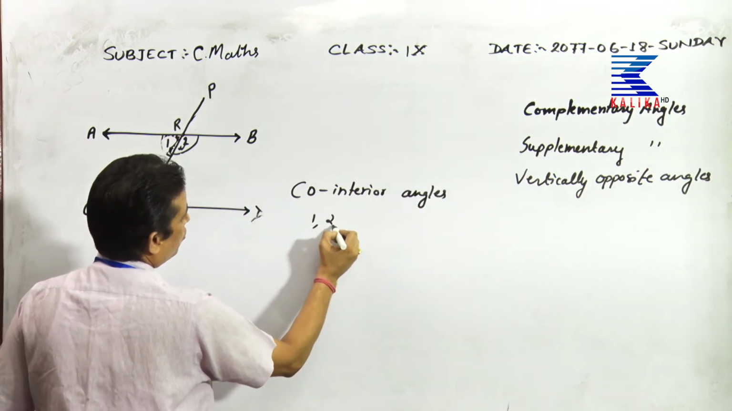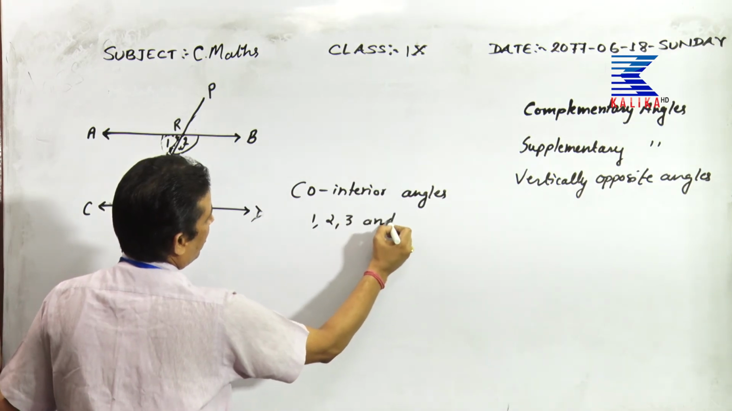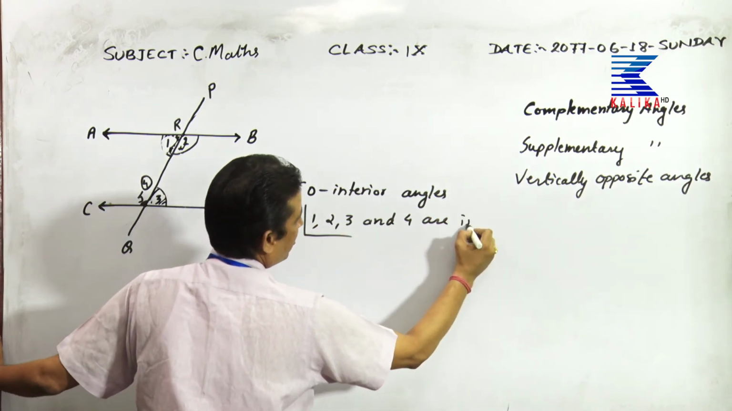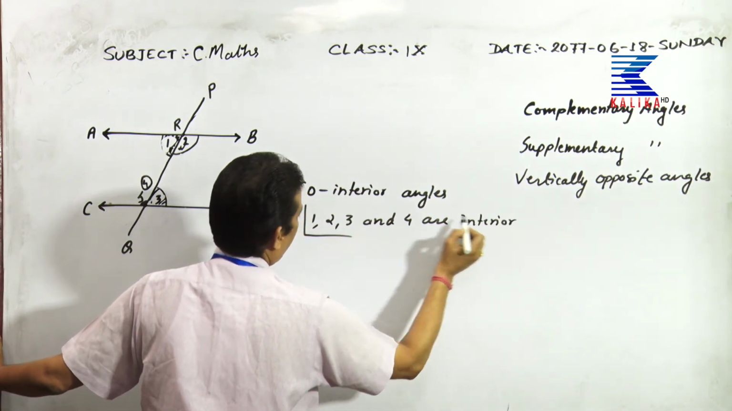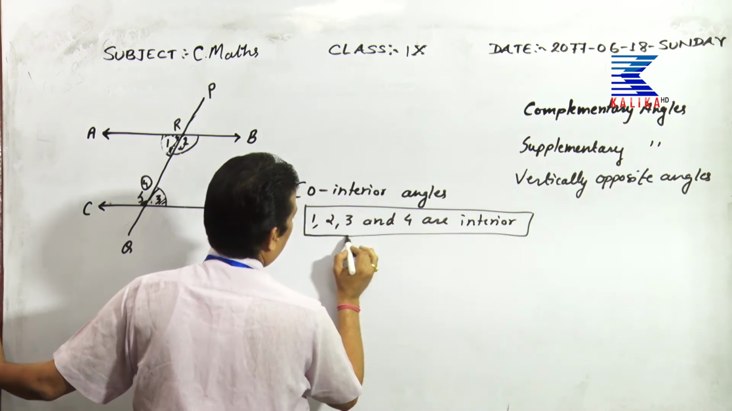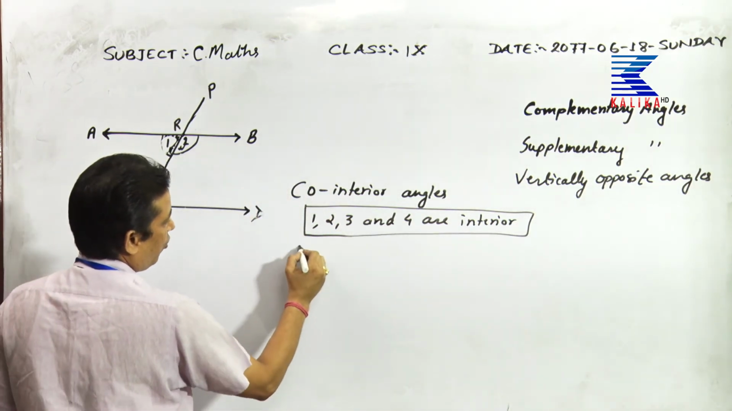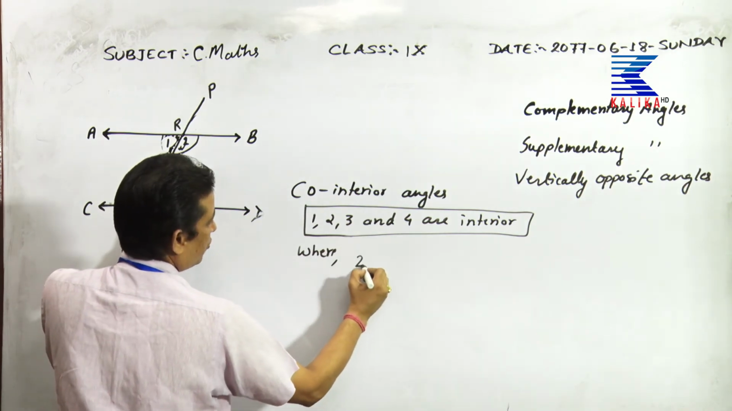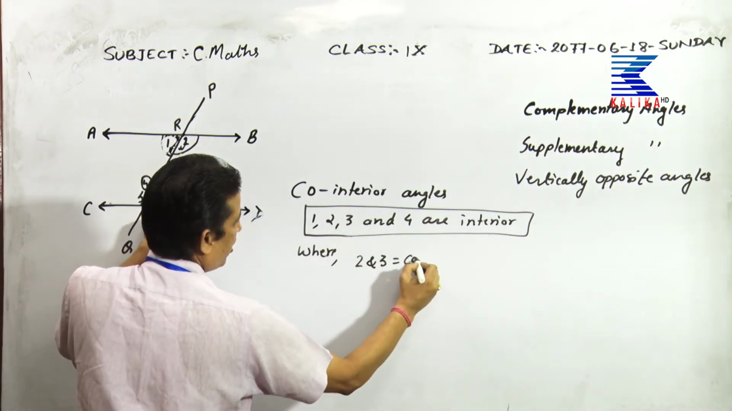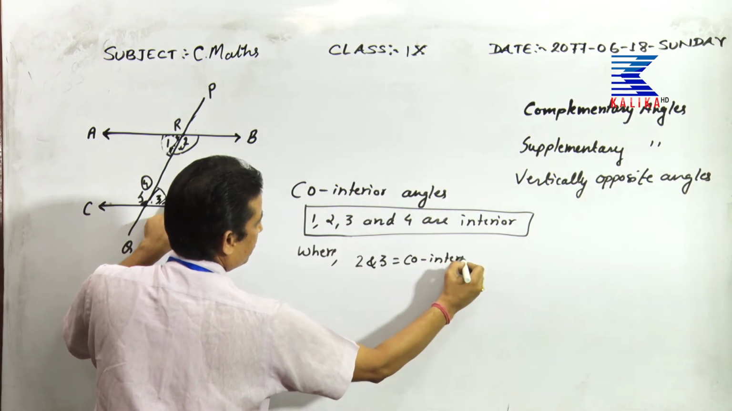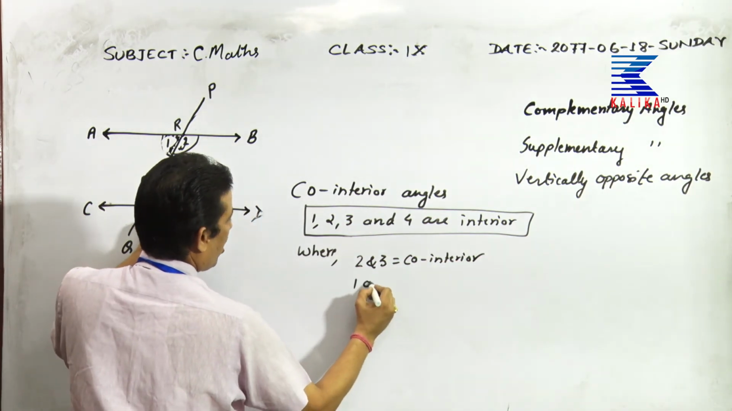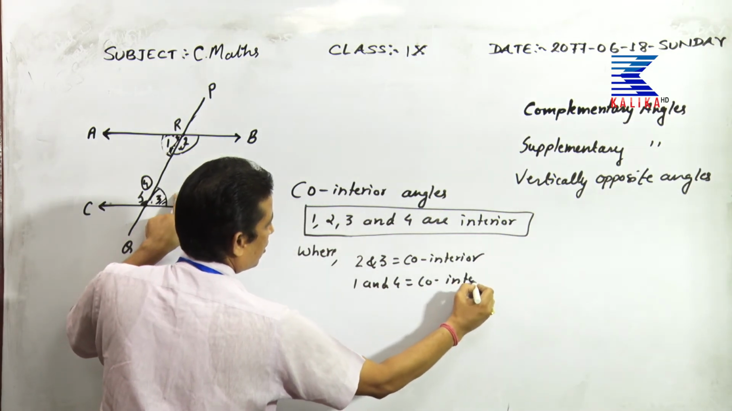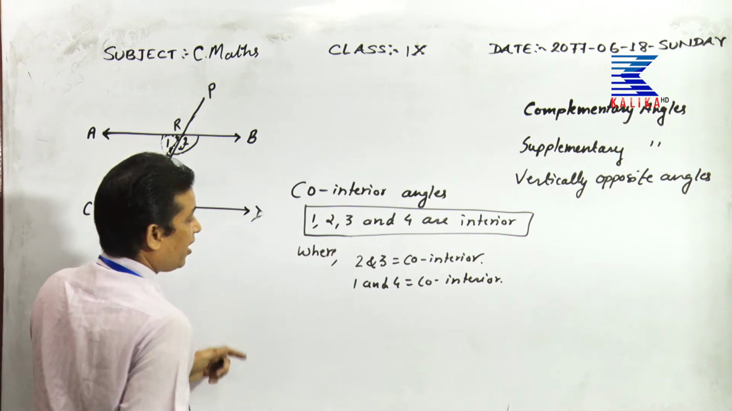Angles 1, 2, 3 and 4 are interior angles. Out of them, angles 2 and 3 are co-interior, and 1 and 4 are also co-interior. I am not going to discuss more about it here.